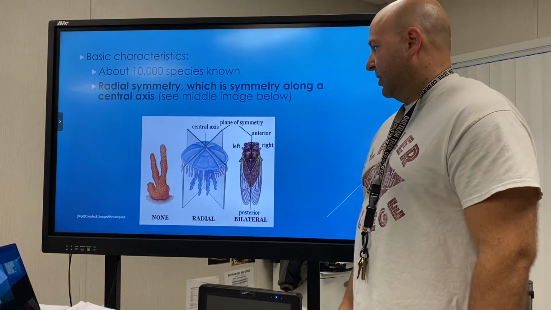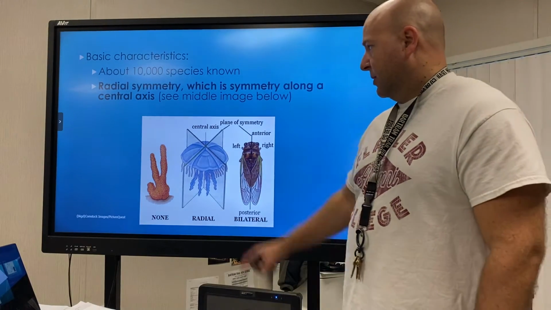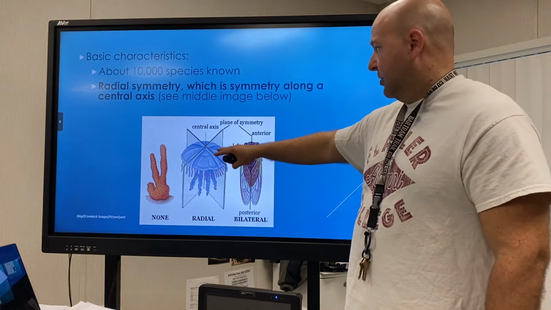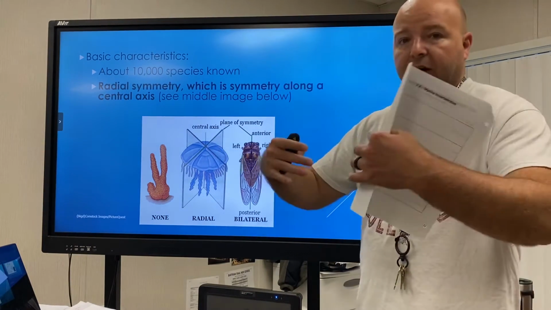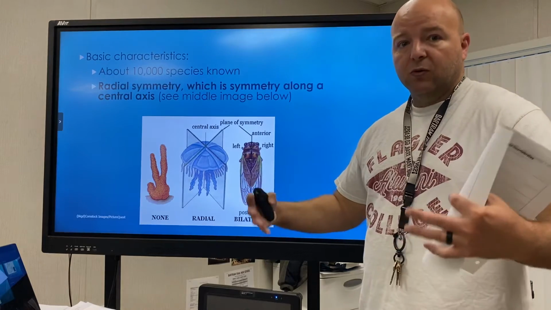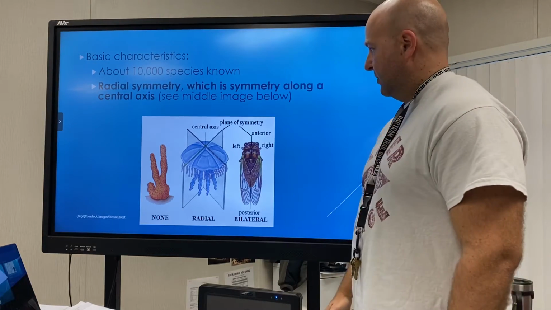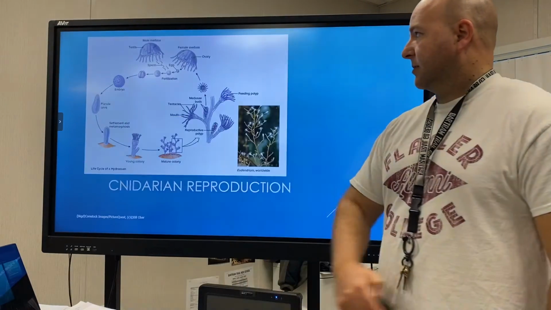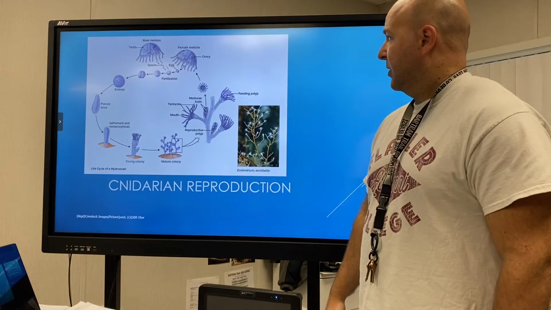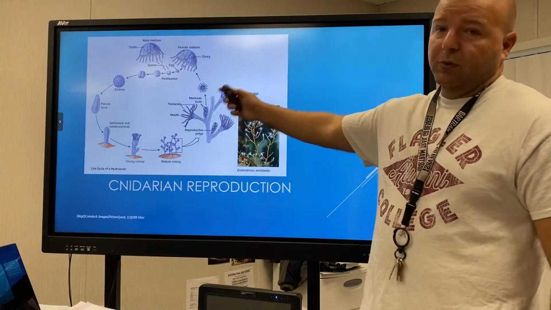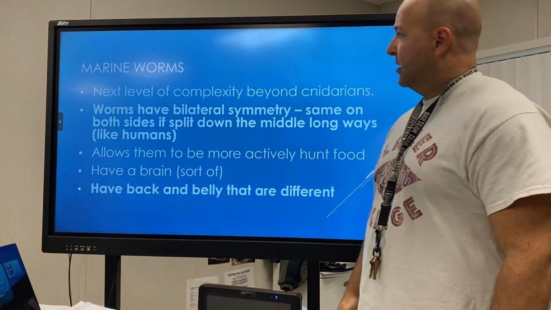Our cnidarians here are radial. For radial symmetry, there's a central axis, and from there it can be broken up into equal, identical parts from that central axis. Again, if you want to see more about their reproduction, you can take a moment and do it.